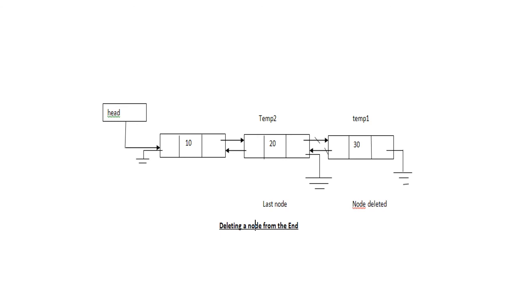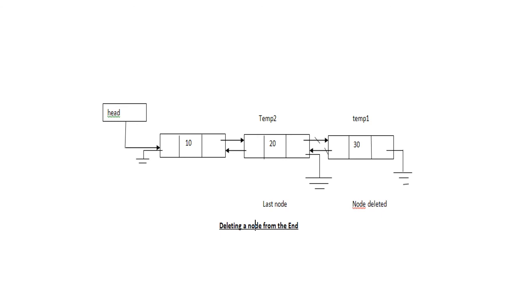Clear? Let me explain once again. I am renaming head as temp1. Then I am checking the pointer field of temp1, that is the right pointer of this temp1. If it is not equal to null, I am advancing temp1 to the next node.